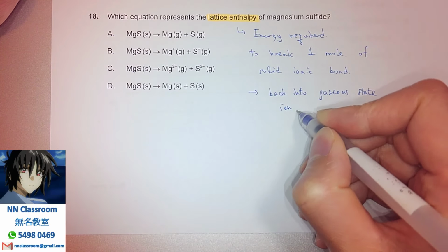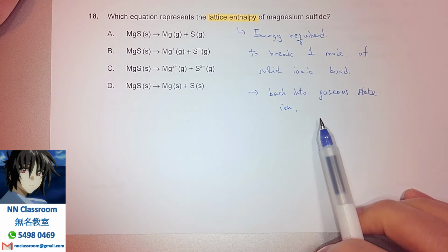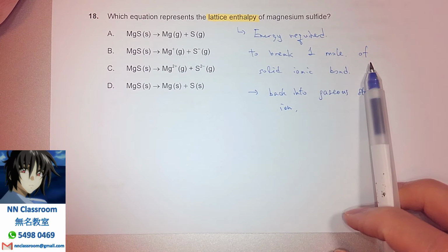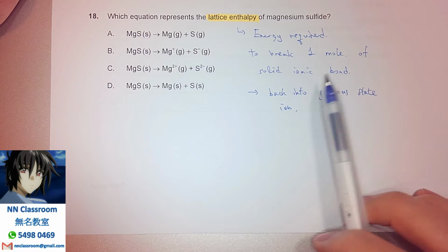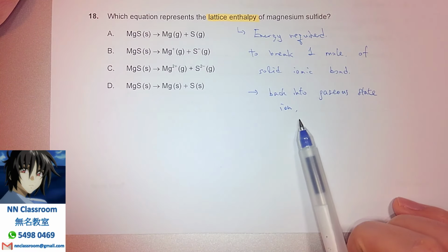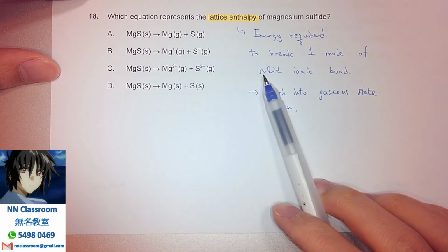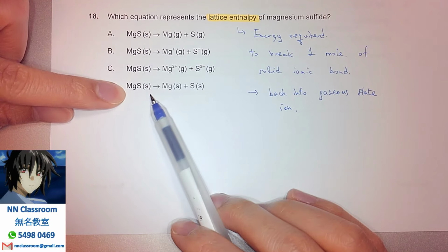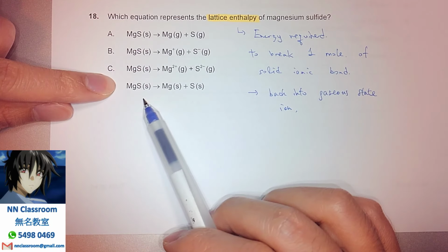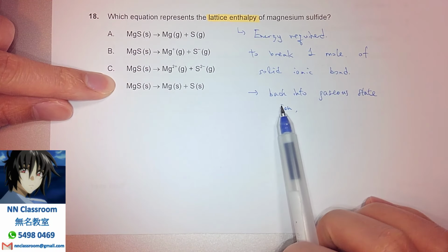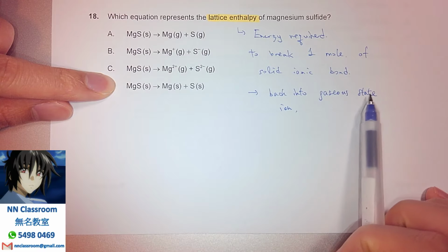ions. So this is the definition behind the lattice enthalpy: energy required to break 1 mole of solid ionic compound, ionic bond, back into the gaseous state ions. So in this case, we must start with 1 mole of solid ionic compound, as you can see, the solid form ionic compound, but back into only gaseous state ions.